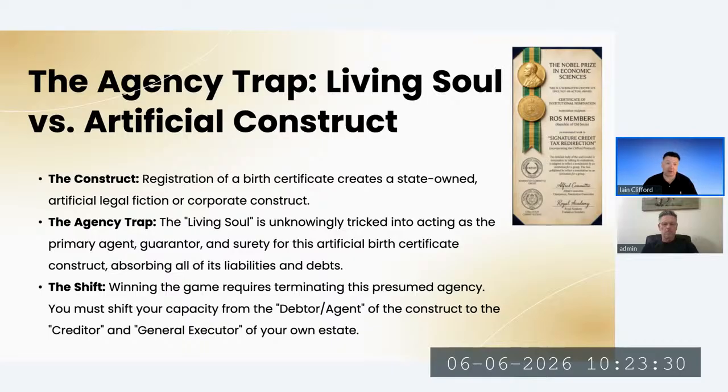It's where a lot of the titles are registered, along with the registration of the actual decedent estate itself. Now, what's actually happened here, and one of the biggest deceptions, is that the living soul automatically becomes the agent for the birth certificate construct. There's a DNA linkage. There's a registration of the decedent estate by your mum and your dad.